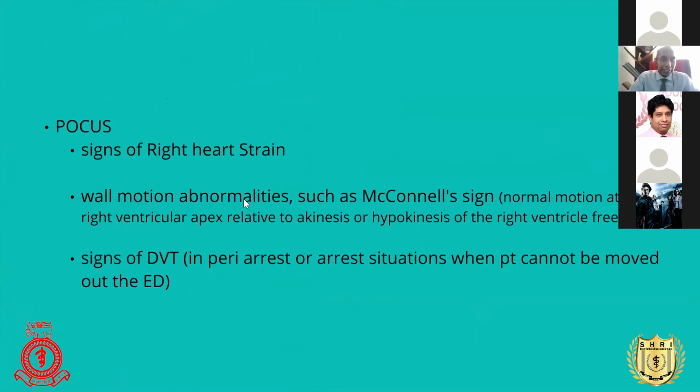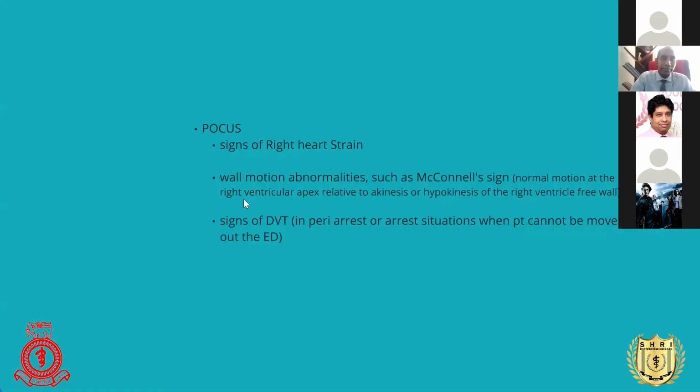Okay, so with the focused scan, we can see right heart strain, or sometimes we can see wall motion abnormalities, and sometimes DVT especially. If you can't move a patient out of the emergency department who is peri-arrest or who is in arrest due to pulmonary embolism, these signs are very important. If you can see a dilated right heart with your scan machine, even though we don't have a dedicated proper ultrasound or echo, you can have some idea of what's going on with the DVT scan and the point of care echocardiogram to resuscitate these patients accordingly. So that is very useful.